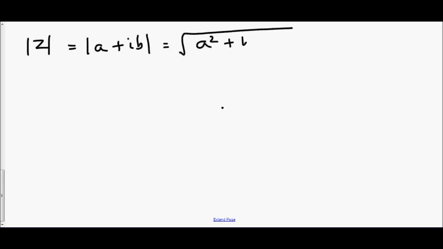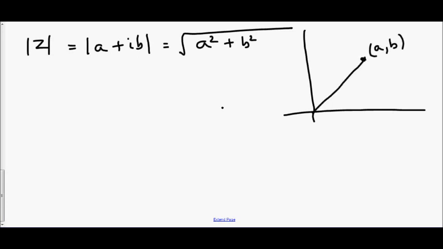Okay, and then next is about modulus. The modulus of a complex number a plus ib is written like this, and it is actually the square root of a square plus b square. You can always represent or think about a complex number as a vector, as a position vector of the point (a, b). So this is a plus ib.